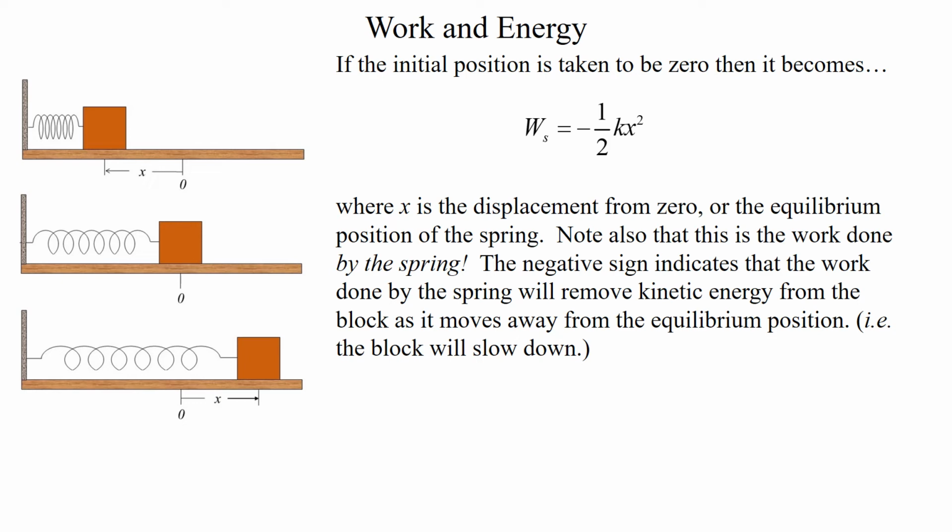So as the block moves to the left, compressing the spring, it's going to slow down. So the kinetic energy is going to decrease, meaning the work done by the spring is negative. And similarly, when it moves to the right, stretching the spring, it's going to slow down in that direction as well, meaning that the work done by the spring is negative. It's removing kinetic energy from the system. So the negative sign there makes sense for the situation.